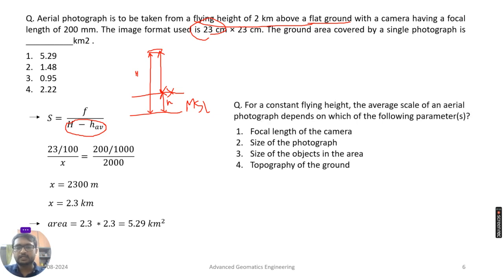Then we have the next question: if we are having flight height as a constant, then which parameter will influence the scale of the photograph? So it's the focal length of the camera and the topography of the ground. So 1 and 4th.